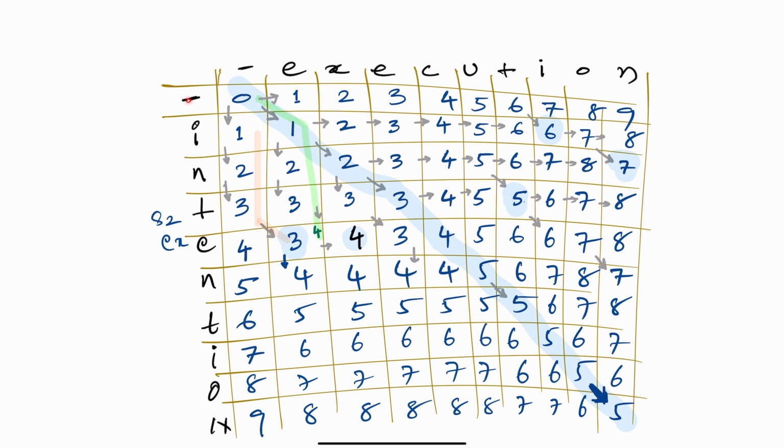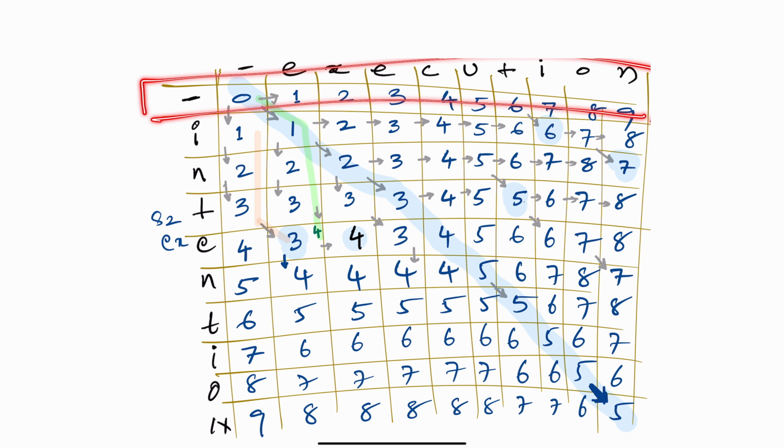In the same way, to convert a blank into execution, how many operations do we require? Insert E, insert X, insert E, insert C, U, T, I, O, N. So total 9 operations required for each character insertion. That's why the first row will have an incremental series of numbers based on the length of the S2 string.